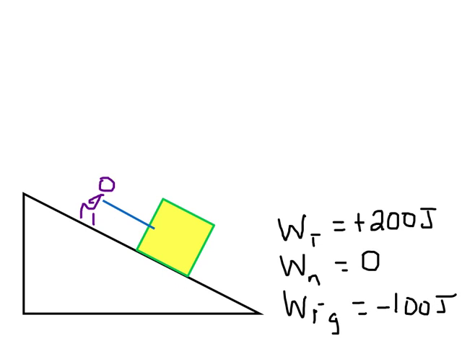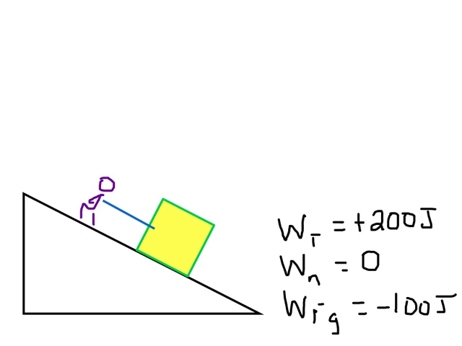Work is the transfer of energy by a force. We've examined a scenario and considered the work done by each force acting on the box in this scenario. Tension force transferred 200 joules of energy from a person to the box. Normal force does not transfer any energy because it acts in a perpendicular direction from the direction of the box's displacement. The force of gravity transferred 100 joules of energy from the box to the earth.